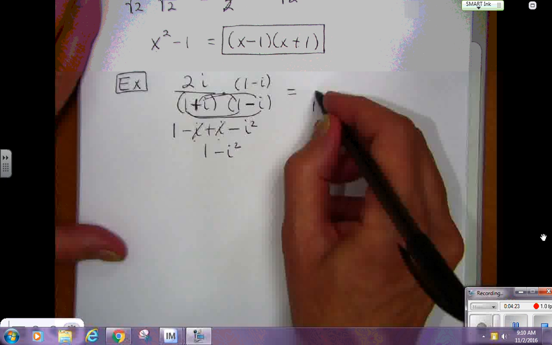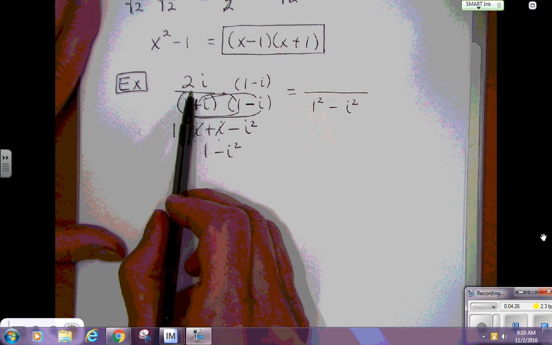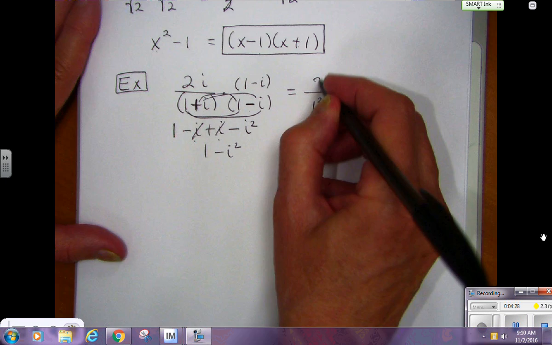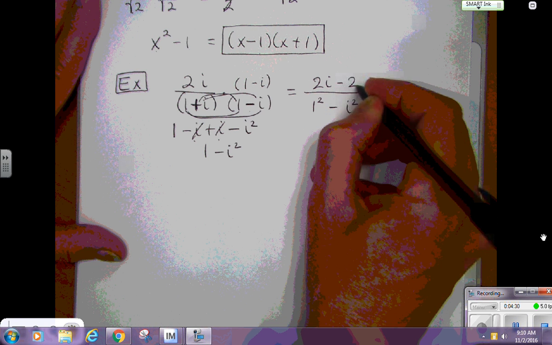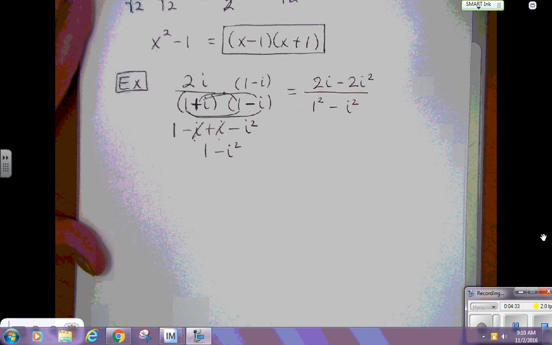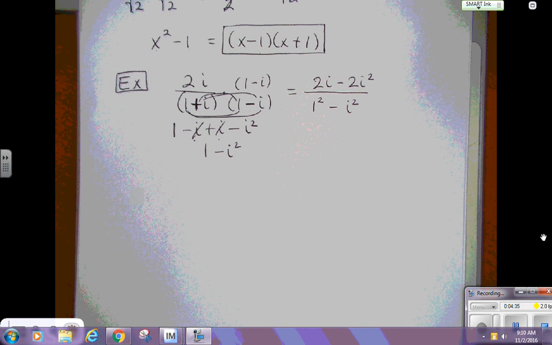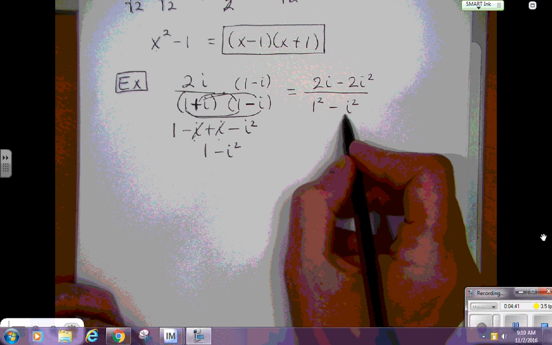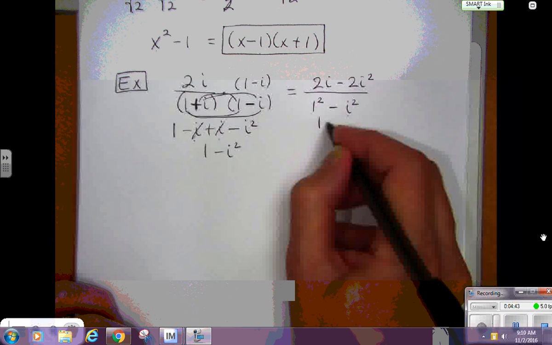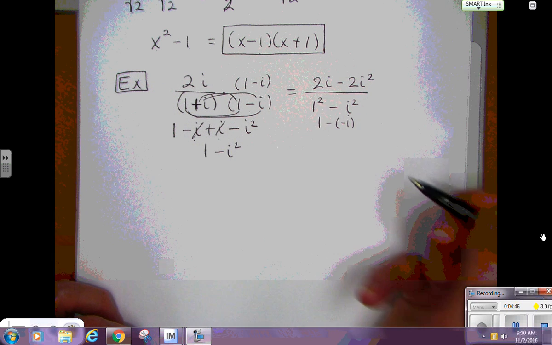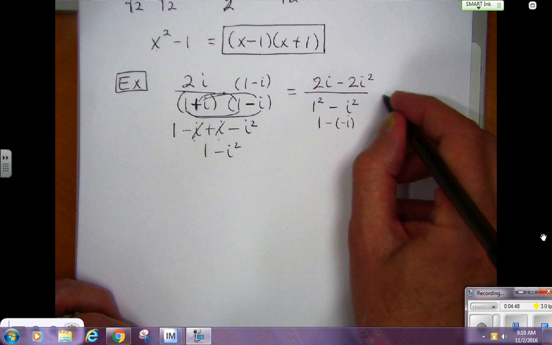Okay, so the top part I'm going to have to distribute the 2i. We have 2i minus 2i squared, and I have to simplify everything, of course. My i squareds are actually what when you simplify them? Negative 1. So this bottom part, I'm going to have 1 minus a negative 1, which is 2.